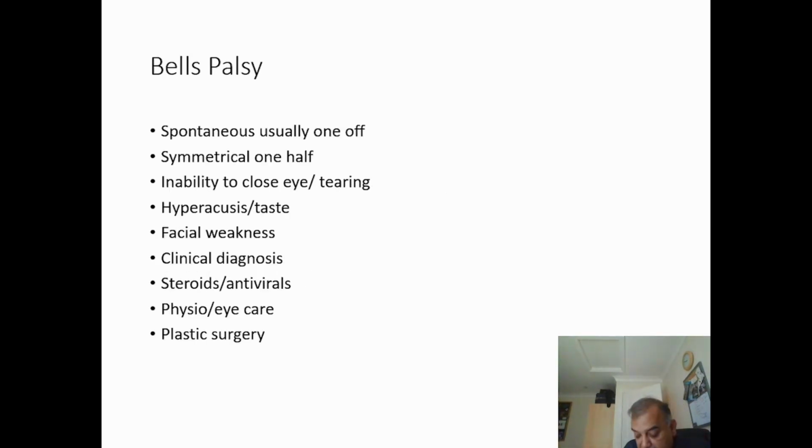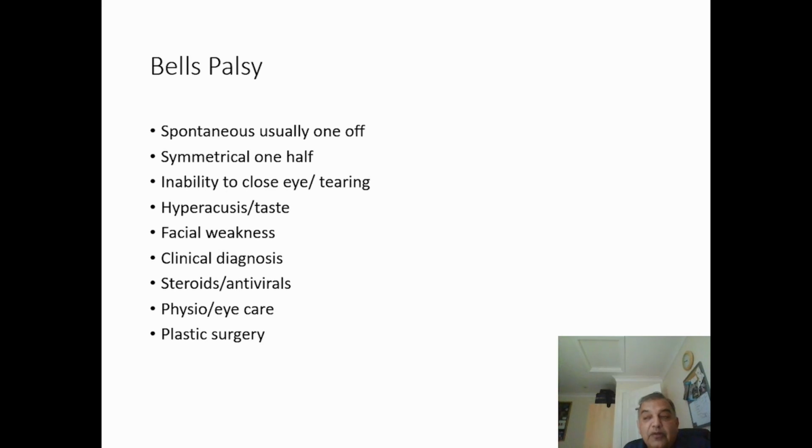Bell's palsy was described by a general practitioner by the name of Bell, and hence Bell's palsy. It's a spontaneous event, usually one-off, but people can get recurrent Bell's palsy, especially if they're immune compromised. It involves one half of the face, starting from the forehead. You're unable to wrinkle, unable to close your eye, unable to blow out your cheeks, and there is a deviation of the angle of the mouth. Occasionally they can also develop inability to close the eye and tearing because of irritation to the cornea.